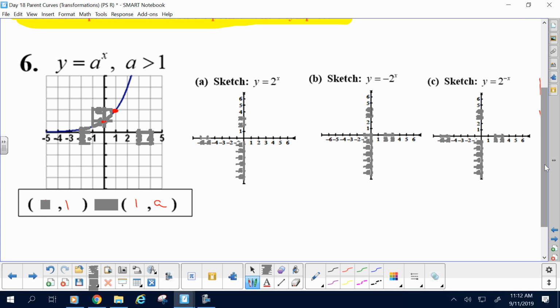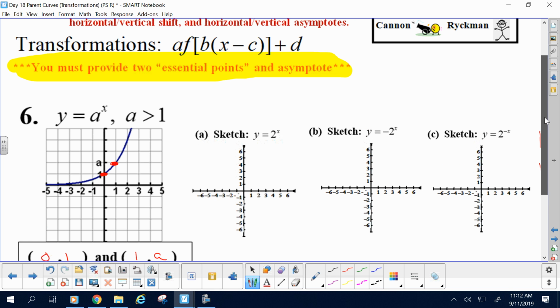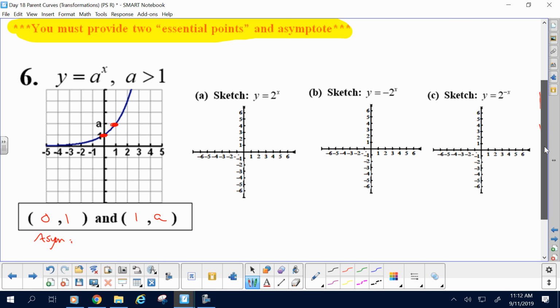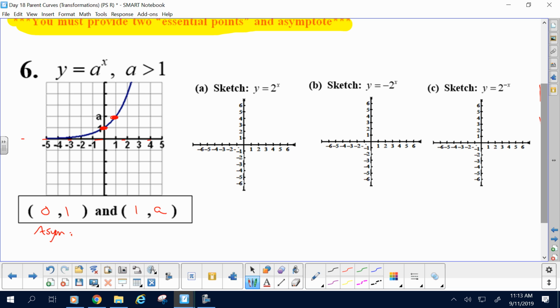And what's the asymptote? The asymptote, you can see right there in the highlighted, says you need to provide 2 essential points and an asymptote. So make sure if the graph gets shifted, you show a dotted asymptote. Where is the asymptote here? 0. Y equals 0. All right.